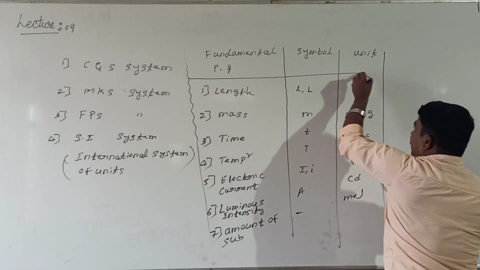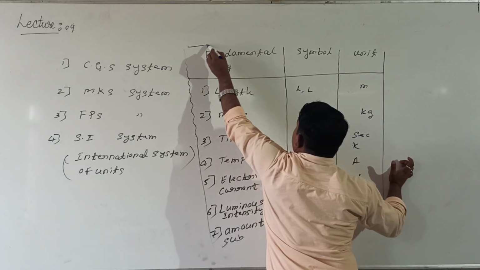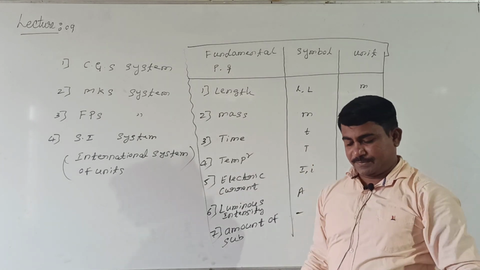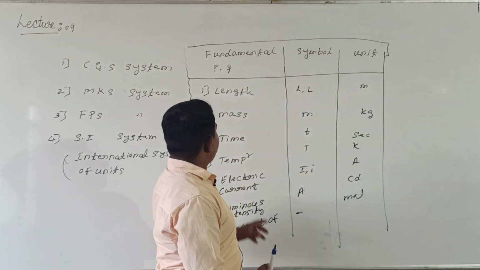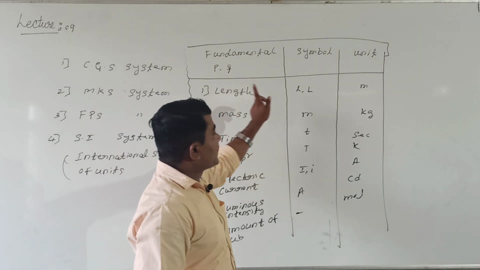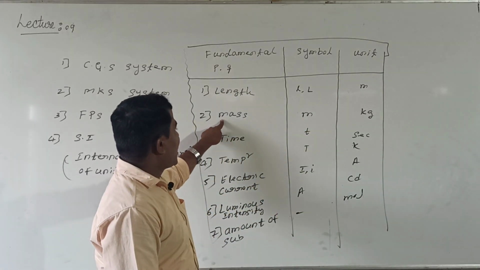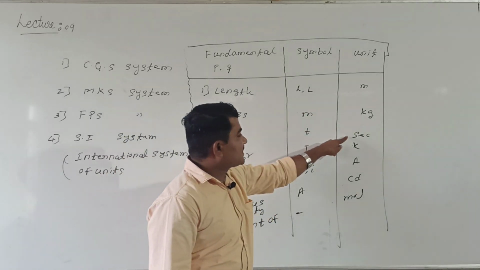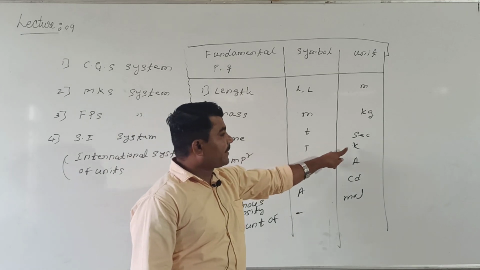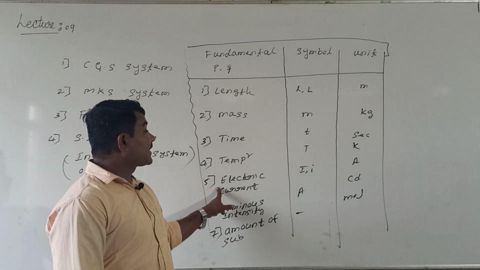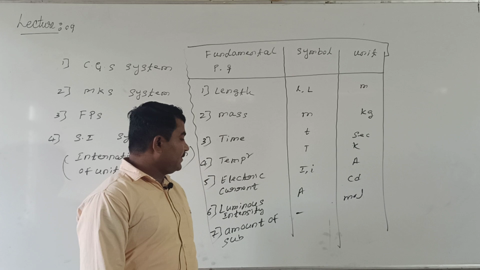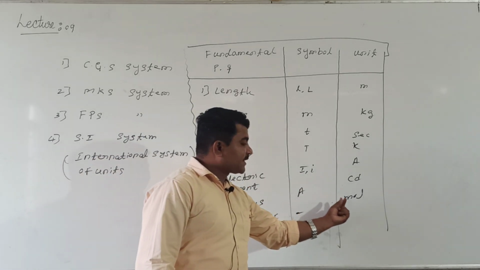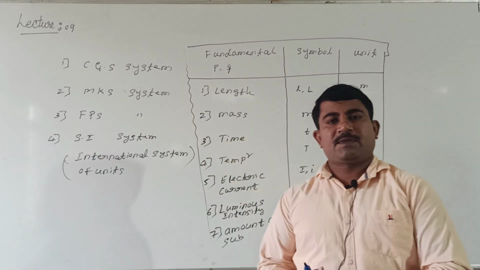This is fundamental physical quantity. I mean, in SI system 7 fundamental physical quantities are there along with 7 fundamental units. What are those in SI system? Length, SI unit of length is meter. Mass, SI unit of mass is kg. Time, SI unit of time is second. Temperature, SI unit of temperature is Kelvin. Electric current, SI unit of electric current is ampere. Luminous intensity, SI unit is candela. Amount of substance, that is measured in terms of mole, right?